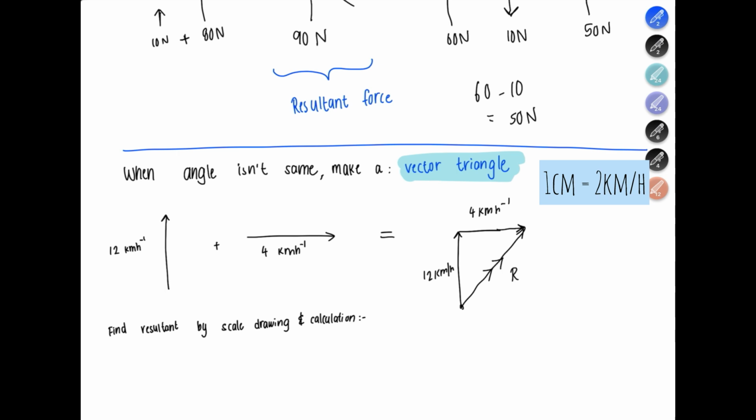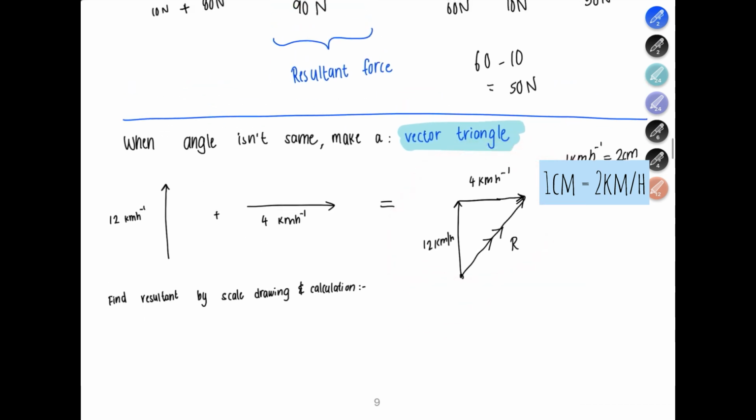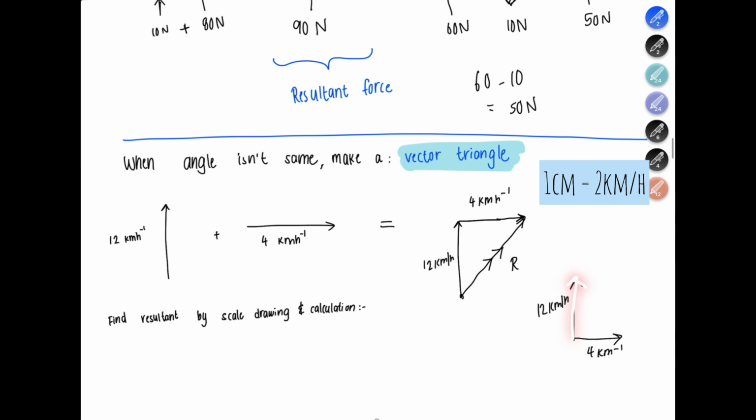Now a lot of students make this mistake: this is, for example, 12 kilometers per hour, and instead of drawing the second one here, they draw it here. So how do you know where to draw? I'll tell you what to do. You have to make sure that it follows the line. If the arrow is going up, the second should follow that. They are not both going in opposite directions. That's not how it works. You should be able to follow along the arrow.